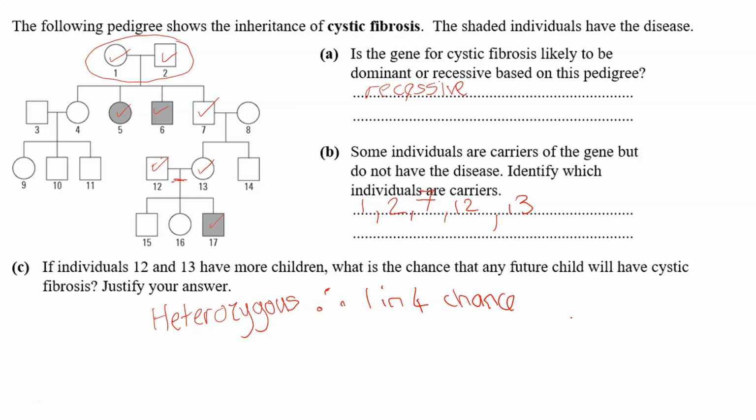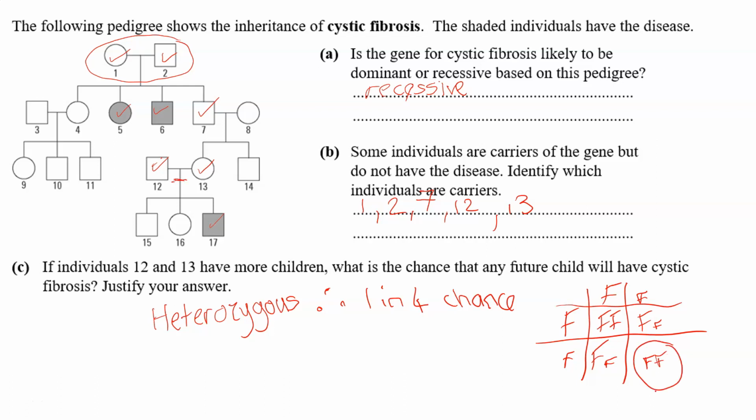So if you think about that, say we go for capital F, little f, capital F, little f. They're carriers, so they're heterozygous, so we could have no condition whatsoever, carrier, has the condition, okay? So a 1 in 4 chance, 25% chance that the offspring will have cystic fibrosis because they are heterozygous.